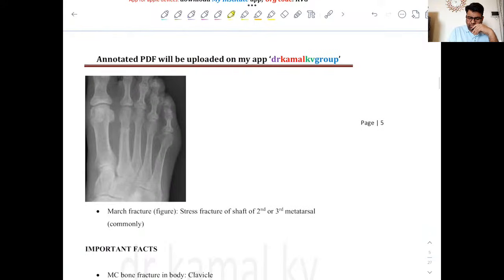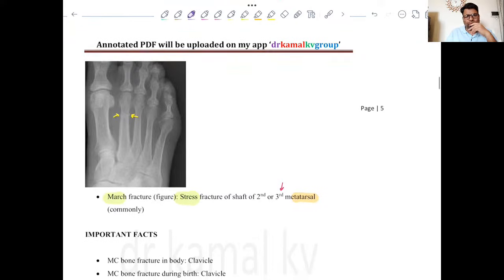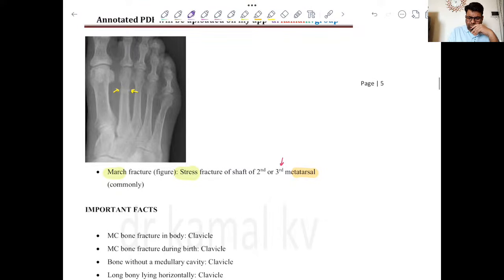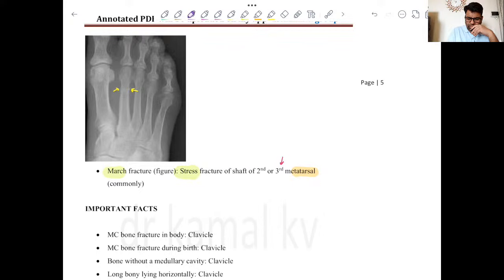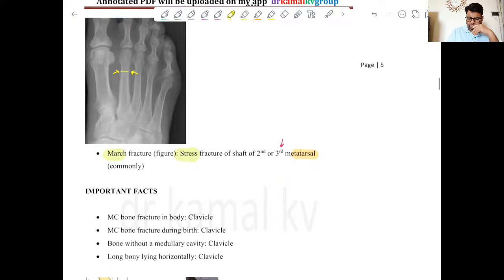Now stress fracture, which is also known as March fracture, because it is specifically seen in army recruits. So this is March fracture, or a kind of stress fracture, usually involving the 2nd or at times 3rd metatarsal. Okay, so in foot, and this is known as March fracture because the newly recruited army or police recruits have to do a lot of march past. So at times the bone can fracture. So you can see the fracture here.